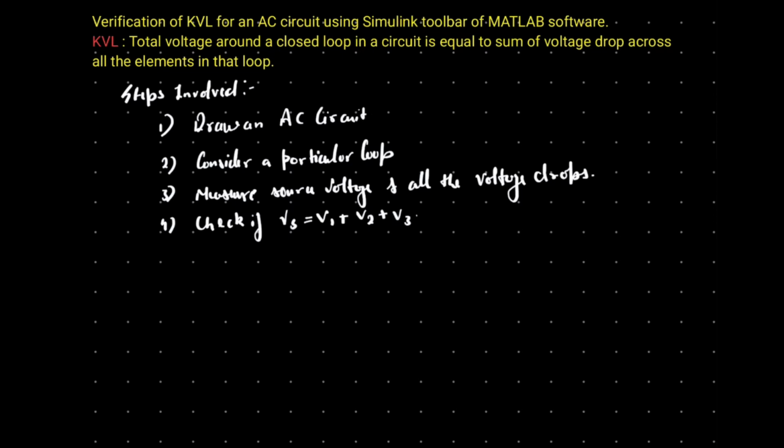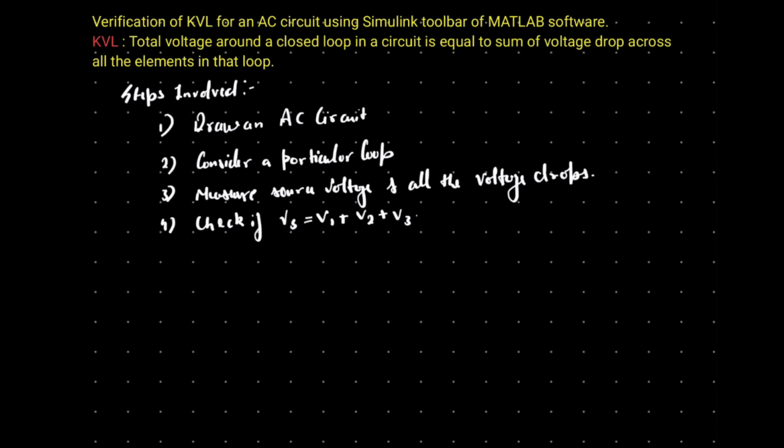We will try to verify the KVL, that is Kirchhoff's voltage law, for an AC circuit using the Simulink toolbar of MATLAB software. Okay, so what is KVL? KVL states that the total voltage around a closed loop in a circuit is equal to the sum of all the voltage drops across all the elements in that loop. Okay, so how to verify this KVL?